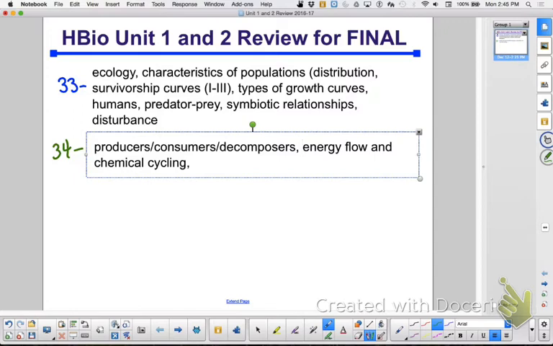The sun, and then it's moving through the organisms, exactly, and about 10% passes each time. And then chemical cycling, if you recall, we reviewed a few cycles, right? And we'll go over those as well. We talked about the different cycles: the phosphorus cycle, nitrogen cycle, carbon cycle, water cycle.